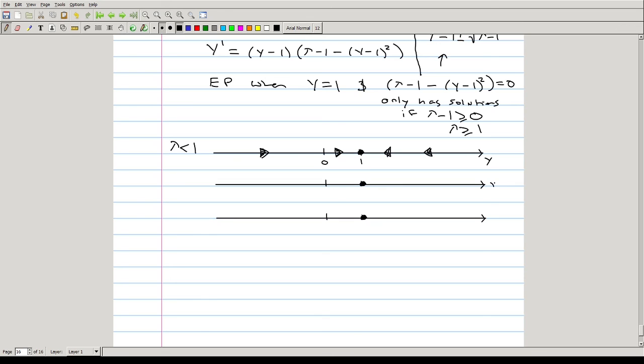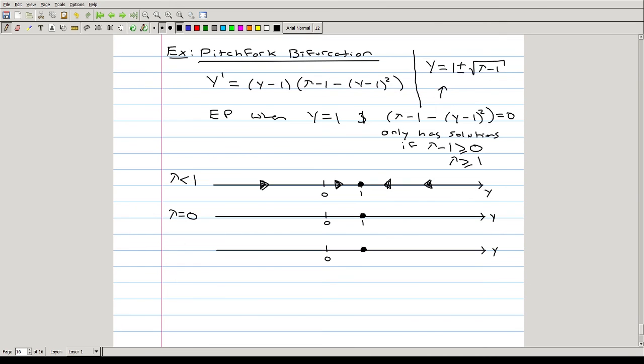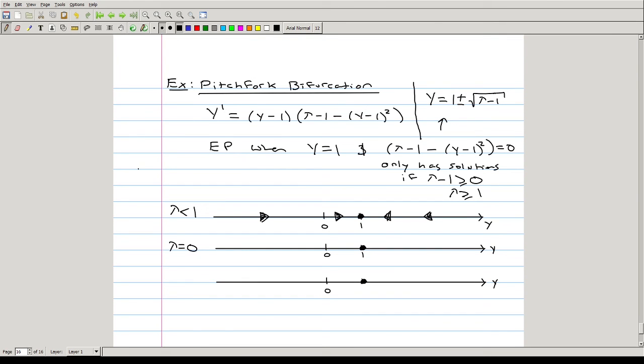No matter what, y equals 1 always remains a critical value. But if lambda is 0, we'll see that we still have one critical value. Sorry, yes, if lambda equals 1, not 0, we'll still have one critical value.